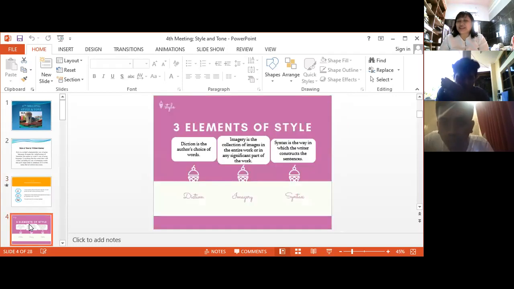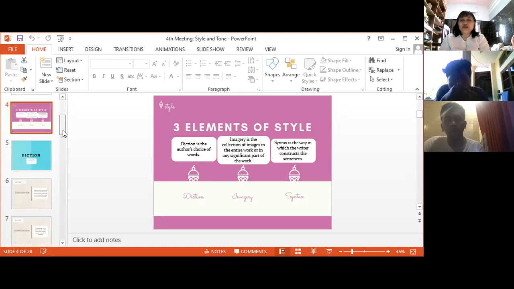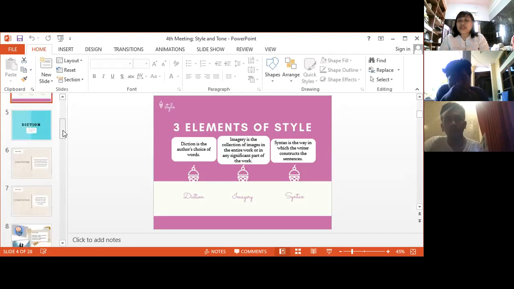Elements of style. The elements of style can be divided into diction, imagery, and syntax. Diction is the author's choice of words. Imagery is the collection of images in the entire work or in any significant part of the work. Syntax is the way in which the writer constructs the sentences. So the elements of style can be divided into diction, imagery, and syntax.